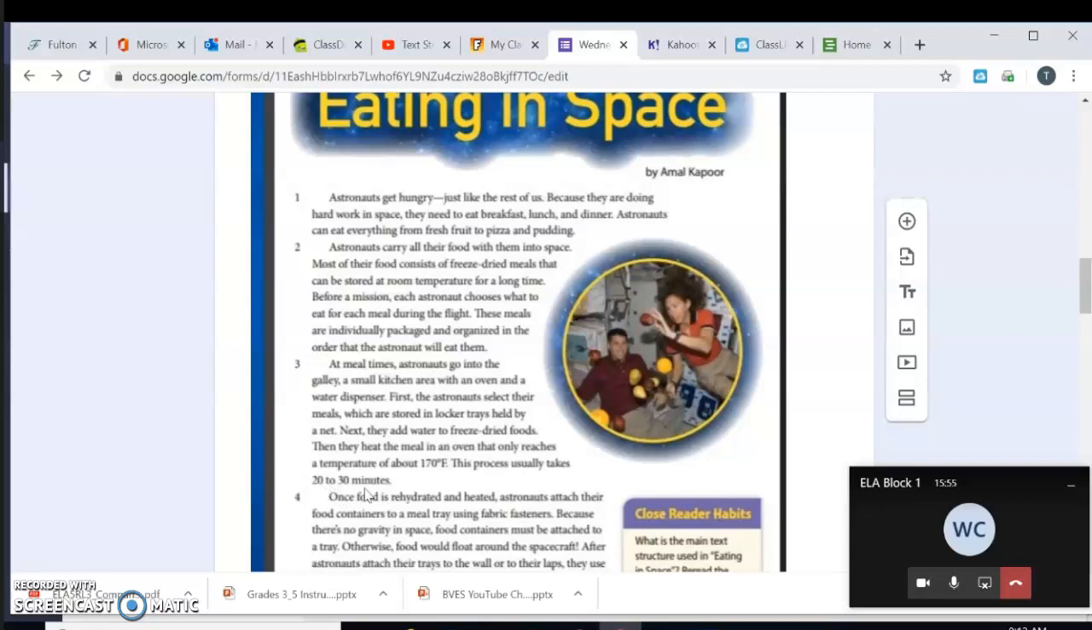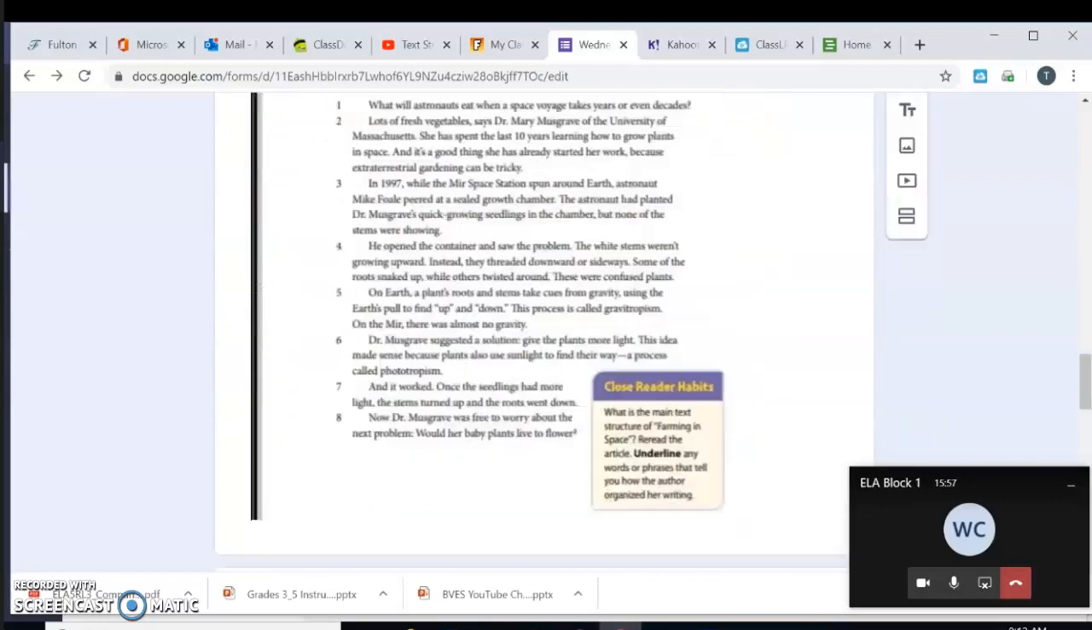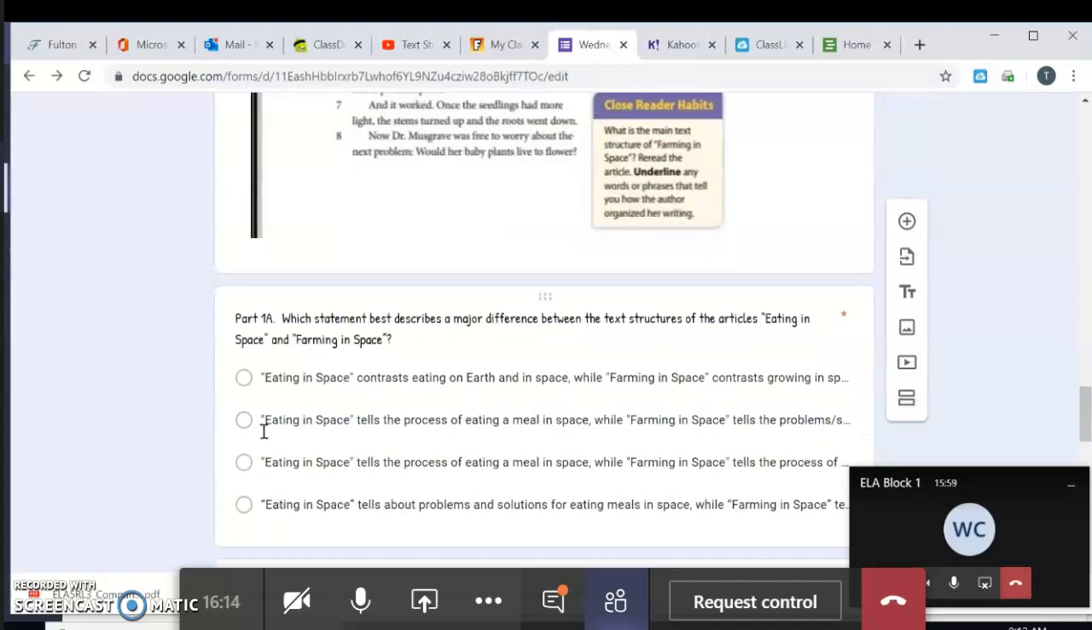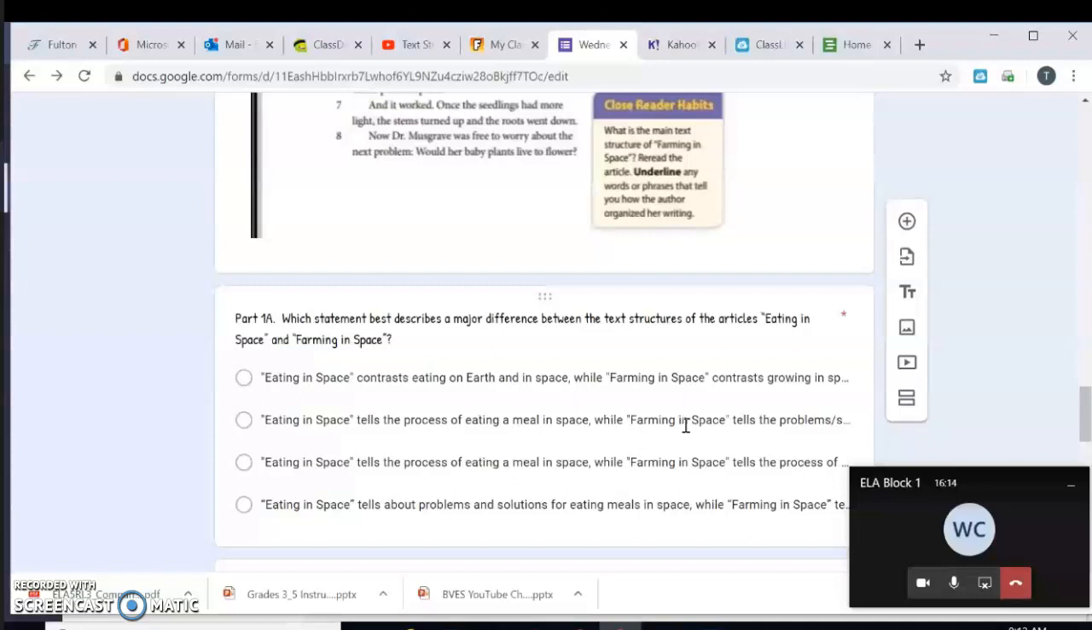Yeah, so when we go back to our answer choices, B best fits because it says eating in space tells the process of eating a meal. Basically, how do you go about eating when you're in space because things are floating around? And the second passage, farming in space, tells more about here's a problem, and then it goes into how we're going to solve it.